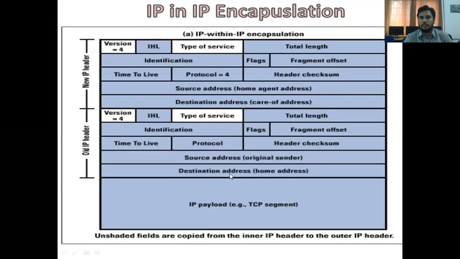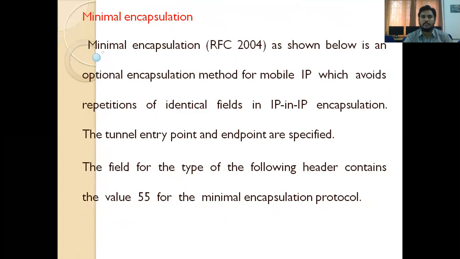So source address and destination address all follow version 4. And next one is the minimal encapsulation. The minimal encapsulation, that is RFC 2004, as shown below, is an optional encapsulation method for mobile IP.